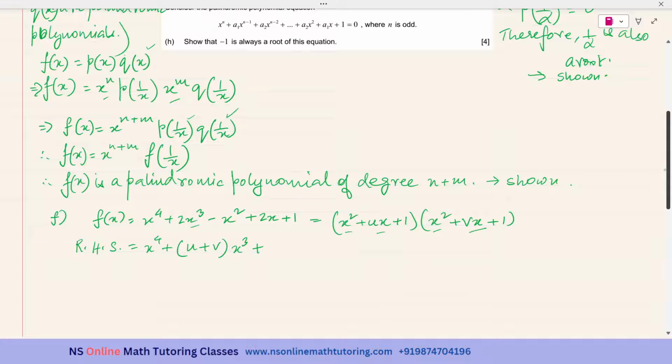Plus, now it is x squared. How can I get x squared? x squared times 1 gives you one x squared, and 1 times x squared gives you another x squared. So it is 1 plus 1. And when ux is multiplied with vx, you get uv x squared. So 1 plus 1 plus uv, times x squared. Now coming to x. How can we get x? When ux is multiplied with 1, you get a term containing x. When vx is multiplied with 1, you get another term containing x.